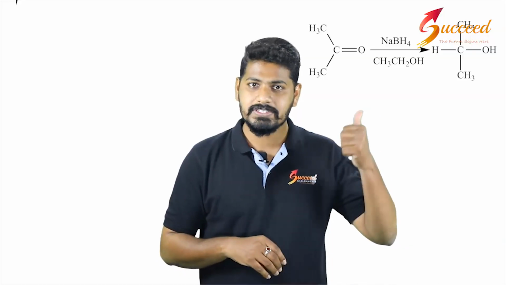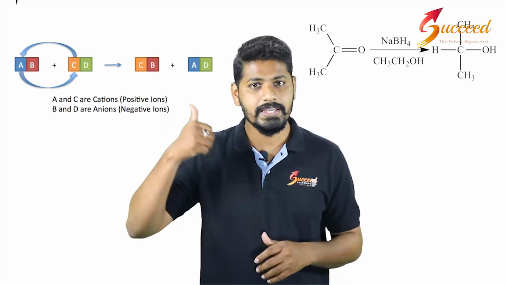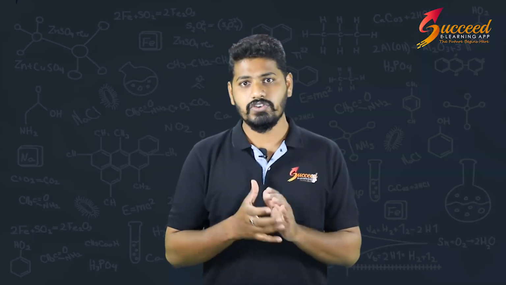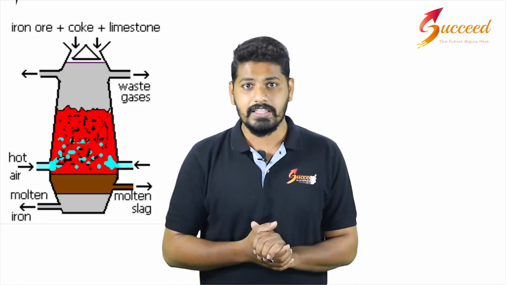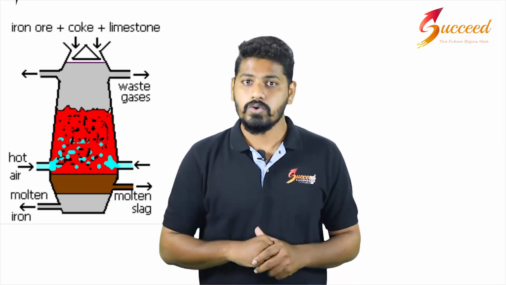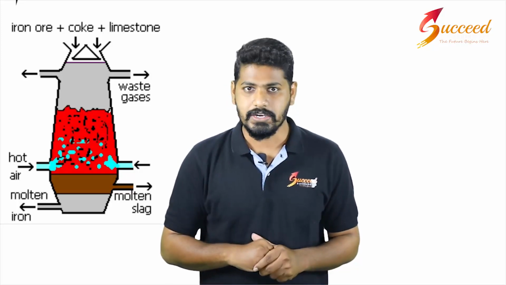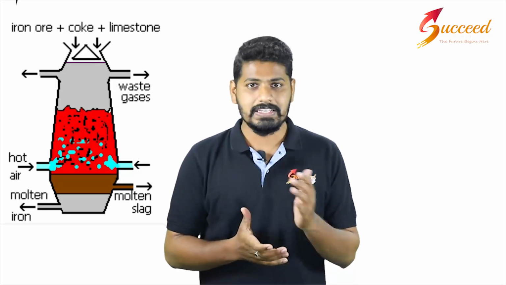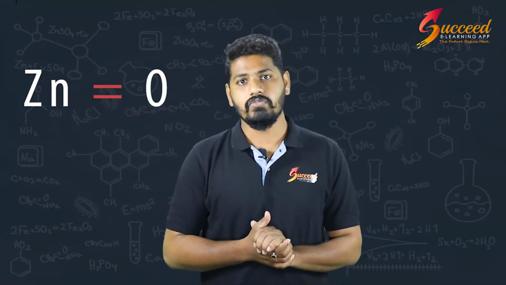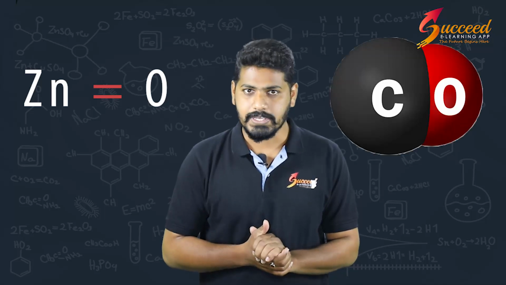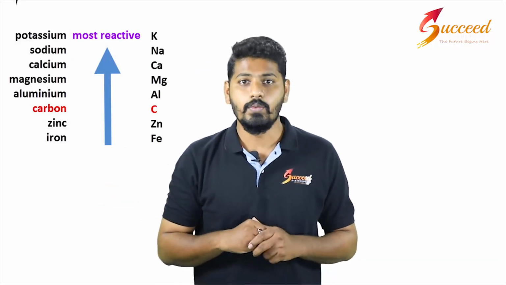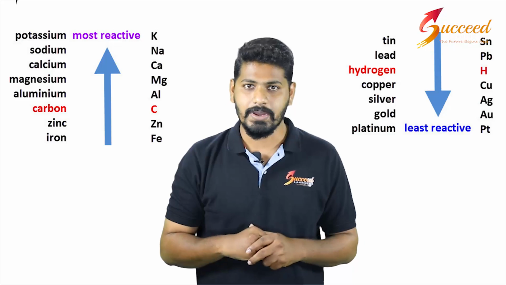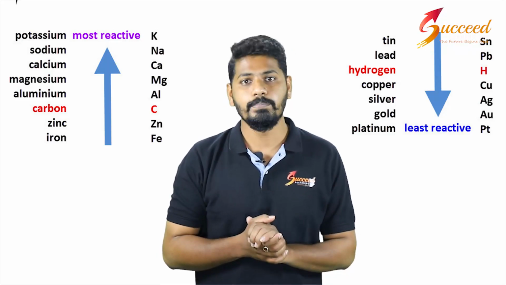One is by using a reducing agent and another method is by using a displacement reaction. In the case of zinc oxide, which we get from calcination, it is heated in the presence of coke. Here the coke acts as a reducing agent. When it is reduced with the coke, the zinc oxide will form zinc along with the formation of carbon monoxide. Another method is the displacement reaction. We already know that the more reactive elements will displace the less reactive elements. By this method we can get pure metals.